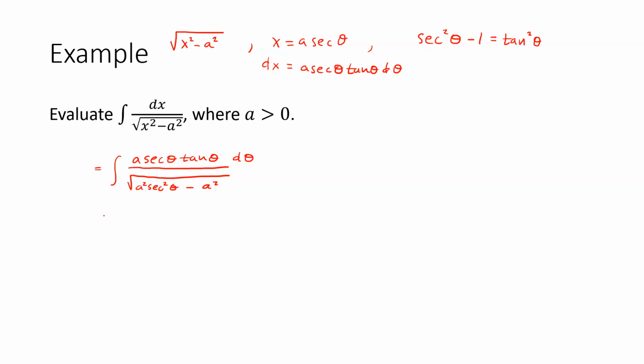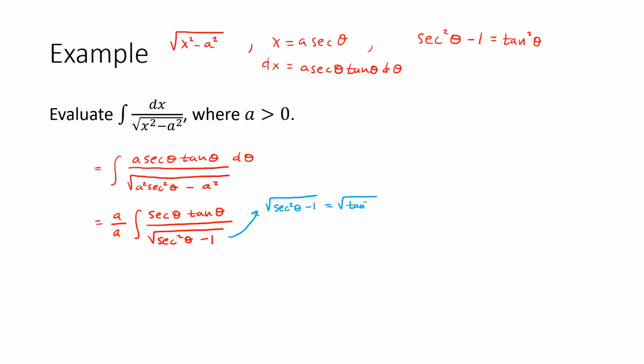Now I can factor out the a squared. So we'll take the a out from the top. When I factor the a squared out from the square root in the bottom, we get another a on the bottom. Now I have the square root of secant squared theta minus 1 in the bottom. And this is now where we get to use that identity. Secant squared theta minus 1 is equal to tangent squared. And so the square root of tangent squared will just be tan.